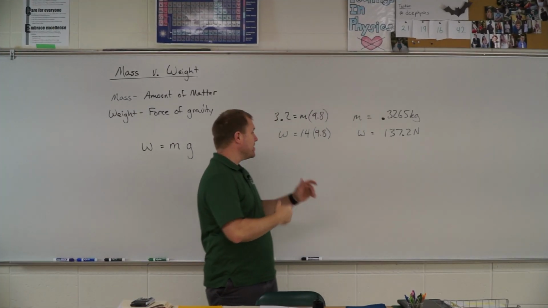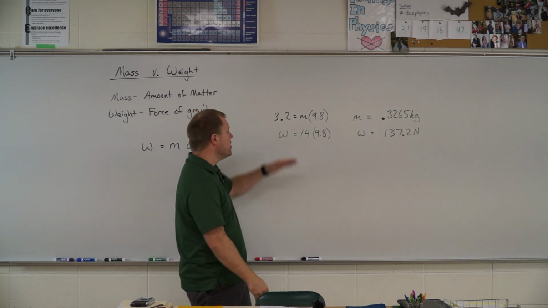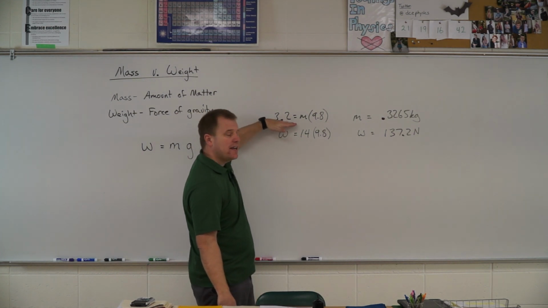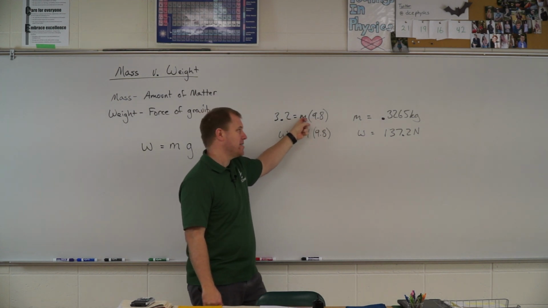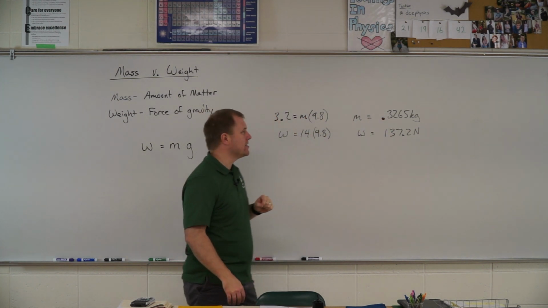All right, so you tried the practice problem, so here we have our answers. For the first one, they gave me the weight and said it was here on Earth. Well, they implied it, so I had to find the mass. The mass came out to be 0.3265 kilograms.